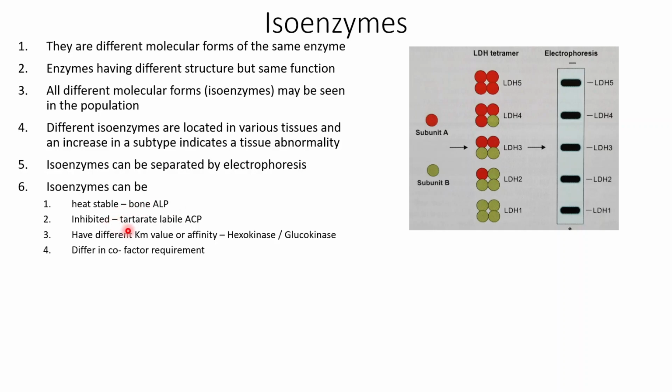Similarly, we also have tartrate labile acid phosphatase, another isoenzyme of acid phosphatase, which is inhibited by tartrate. So we can use tartrate to inhibit a specific isoenzyme of acid phosphatase. Next, isoenzymes can also have different Km value or affinity for the substrates. For example, glucokinase and hexokinase. Both of them act on glucose, but the substrate affinity for these two isoenzymes is different. Hexokinase has more affinity, glucokinase has less affinity. They also differ in their cofactor requirement. So isoenzymes, based on their individual properties, can be separated or identified.